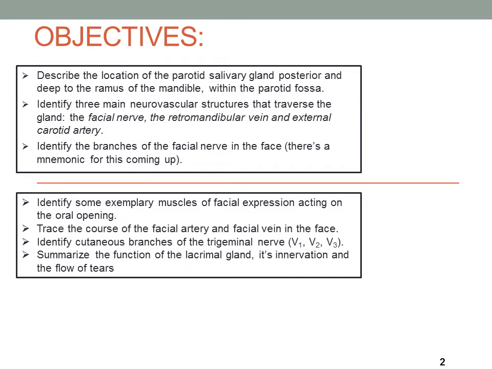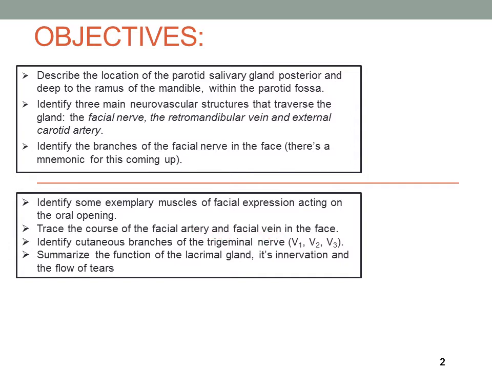Then we're going to identify the branches of the facial nerve. There are going to be 5 main branches that we're going to try to identify. There's also a mnemonic for this. And we are then going to identify some of the muscles of facial expression that most of all act on the oral opening.